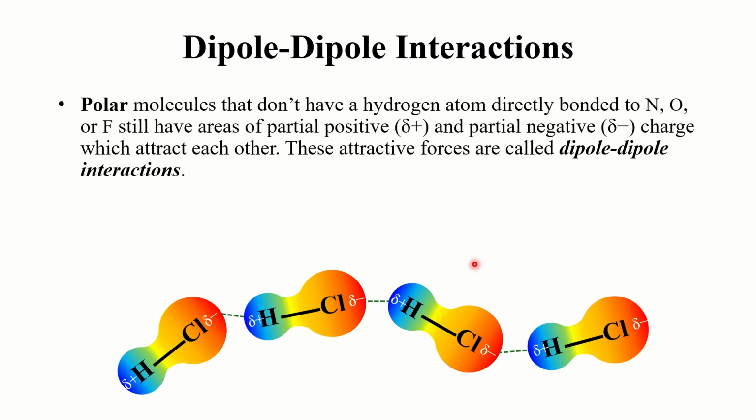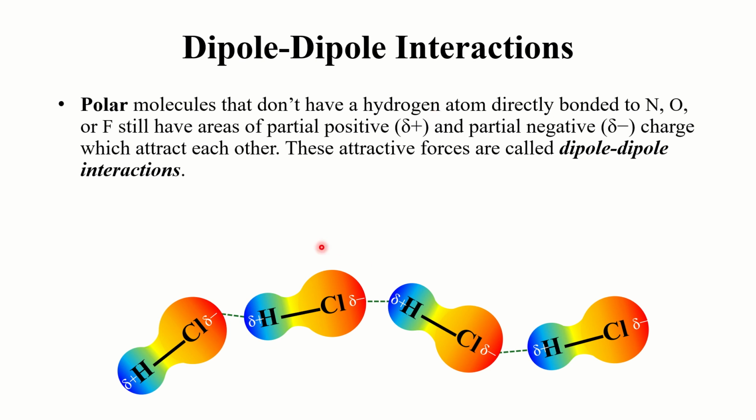All right, now moving on. If that formaldehyde compound I was just showing doesn't experience hydrogen bonding, but is still a polar molecule, what type of intermolecular forces does it undergo? Here we get to our answer: dipole-dipole interactions. Polar molecules that don't have a hydrogen atom directly bonded to N, O, or F still have areas of partial positive and partial negative charges which will attract each other. These attractive forces are called dipole-dipole interactions.